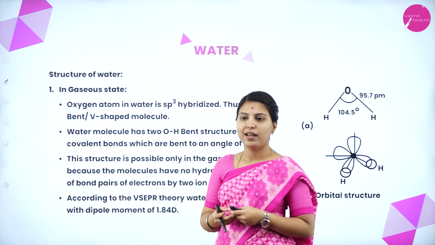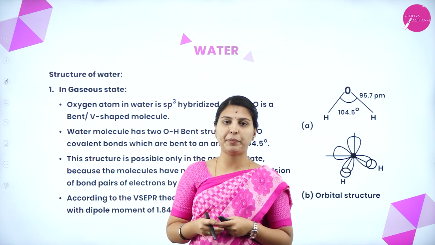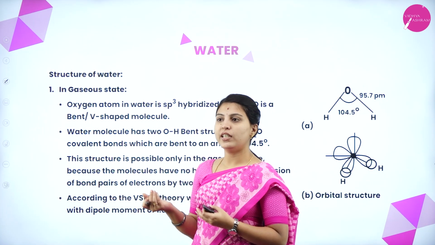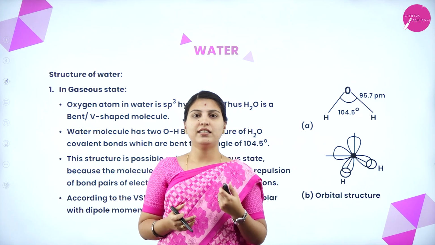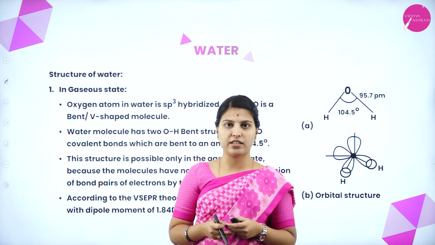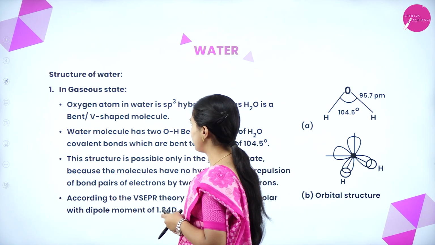Water, we know, consists of 2 molecules of hydrogen and 1 molecule of oxygen, and how it is prepared we have seen in the preparation part. We also know that water exists in gaseous state, solid state and liquid state. But what will be the structure and how it will be formed, we will see now. Structure of water in gaseous state.